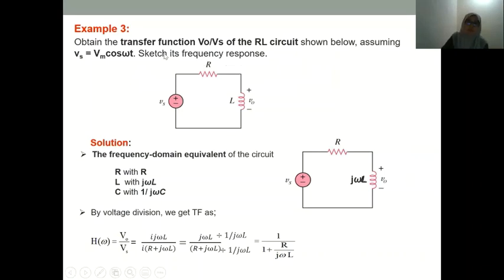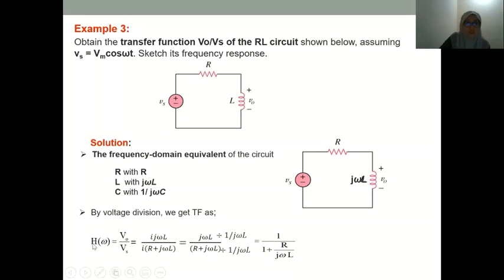For this circuit, you have the series R and L circuit. In the first place, you replace your R with R, your L with j omega L, and your capacitor with 1 over j omega C. So you replace the circuit with this frequency domain equivalent circuit.